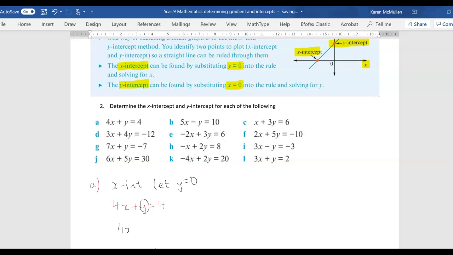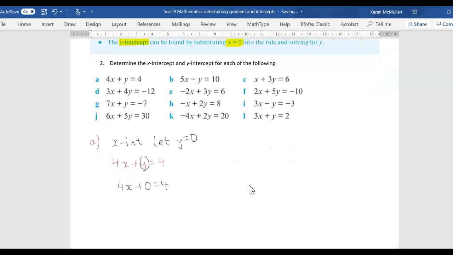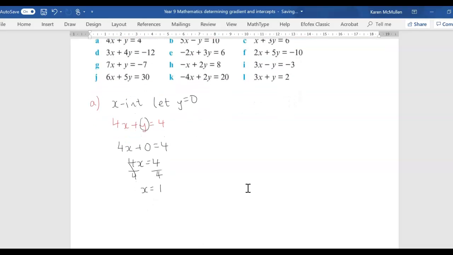So we've got 4x plus 0 equals 4, and then I'm just solving for x. So this is where a little bit of algebra comes in. So 4x equals 4. This is 4 times x, so the opposite of multiplying by 4 is dividing by 4. So your x-intercept is at 1. All right, so if we're writing that as a set of coordinates, x equals 1, y equals 0, because remember I let y equal 0.